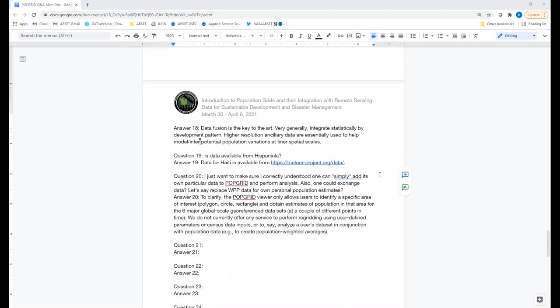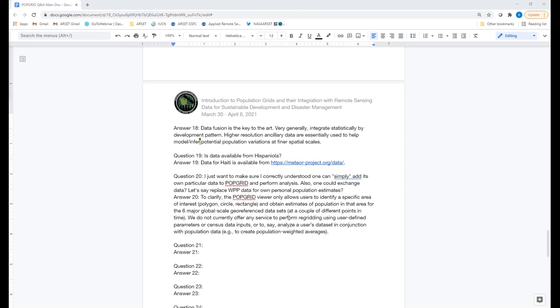Great, thank you. So we have two questions left. I think we can get through this one. And really the number 19, is there data available for the island of Haiti? It looks like the link here to the Meteor project is here and that there is data available. So I'll just move on to question 10.